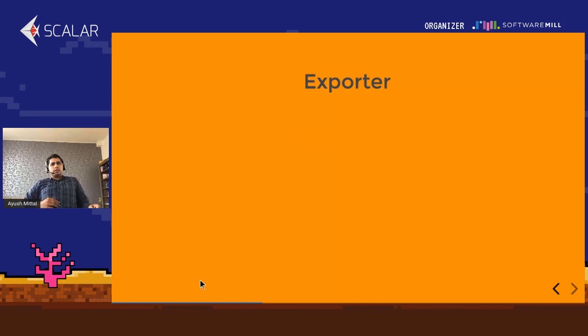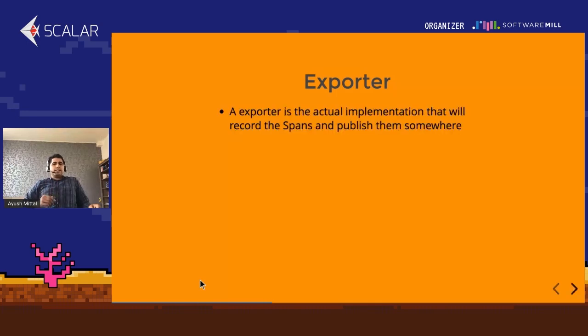There is also a term in tracing which is called an exporter. An exporter is an actual implementation that will record the spans and publish them somewhere. You might have heard of Zipkin and Jaeger, and they are very commonly known exporters.